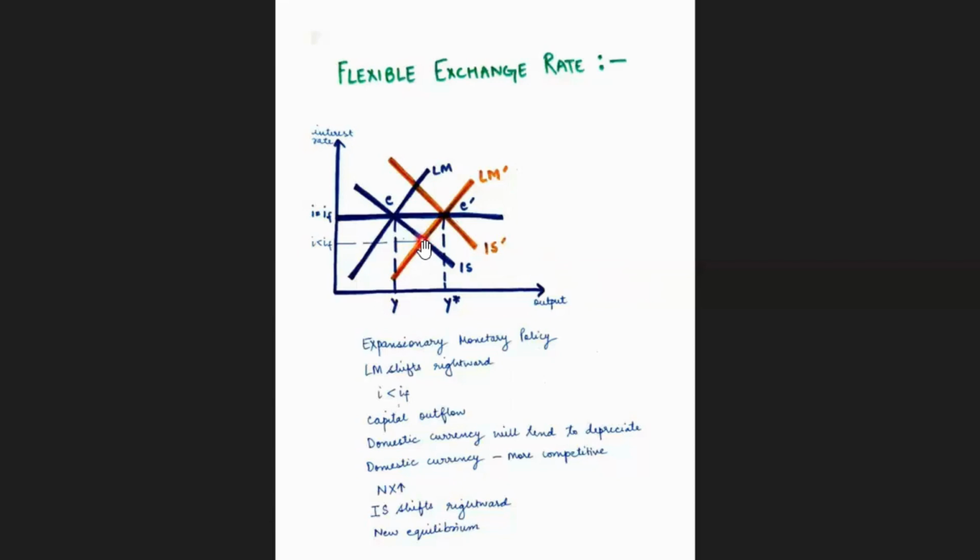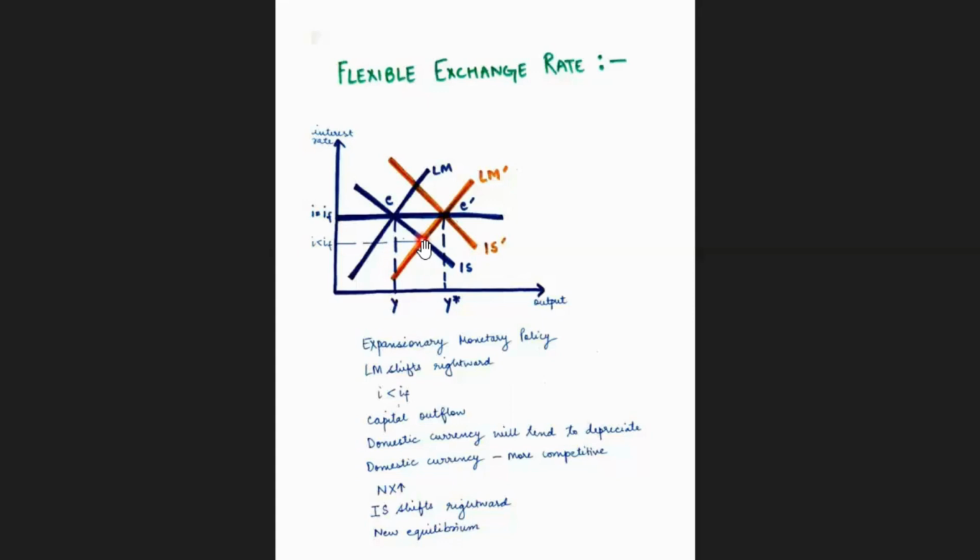At this point, we see that the domestic interest rate is lower than the foreign interest rate. And since it is a case of perfect capital mobility, if the foreign interest rate is higher than the domestic interest rate, people will tend to invest their capital in foreign countries in hope of better return on investment. As a result, there will be a capital outflow. Because of the capital outflow, the domestic currency will tend to depreciate.